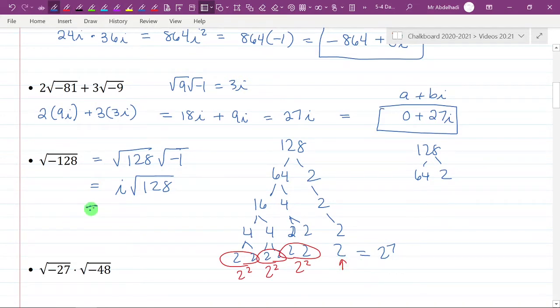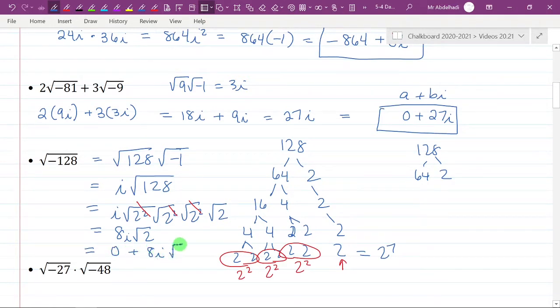So when we go to do the square root here, this is going to be the square root of 2 squared, 2 squared, 2 squared, and then just plain old 2. All of the squares cancel out the square roots, and we get 2 times 2 times 2 is 8i radical 2. But here's the problem. This is not a plus bi form because this has an i in it. So this is your bi. Where's your a? You don't have it. So 0 plus 8i radical 2 is your a plus bi answer right there.